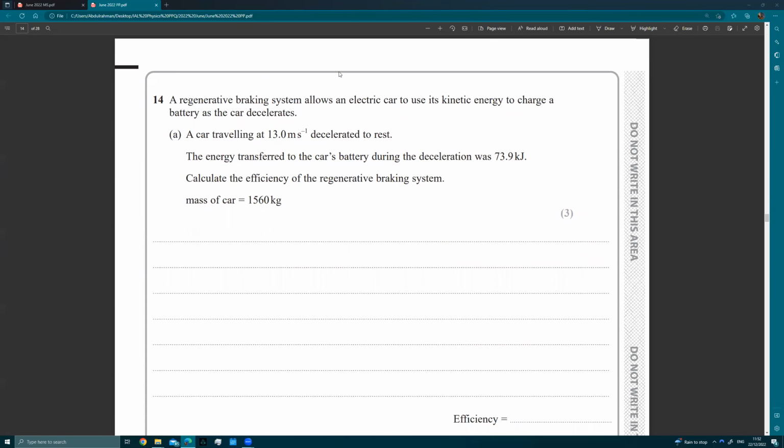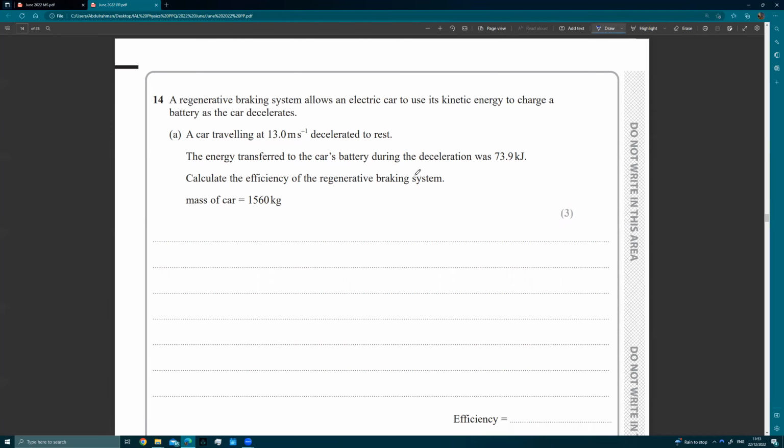Question 14, sorry about my voice. A regenerative braking system allows an electric car to use its kinetic energy to charge a battery as the car decelerates. A car travels at 13 meters per second, decelerates to rest. The energy transferred to the car's battery during the deceleration was 73,900 joules. Calculate the efficiency of the braking system.